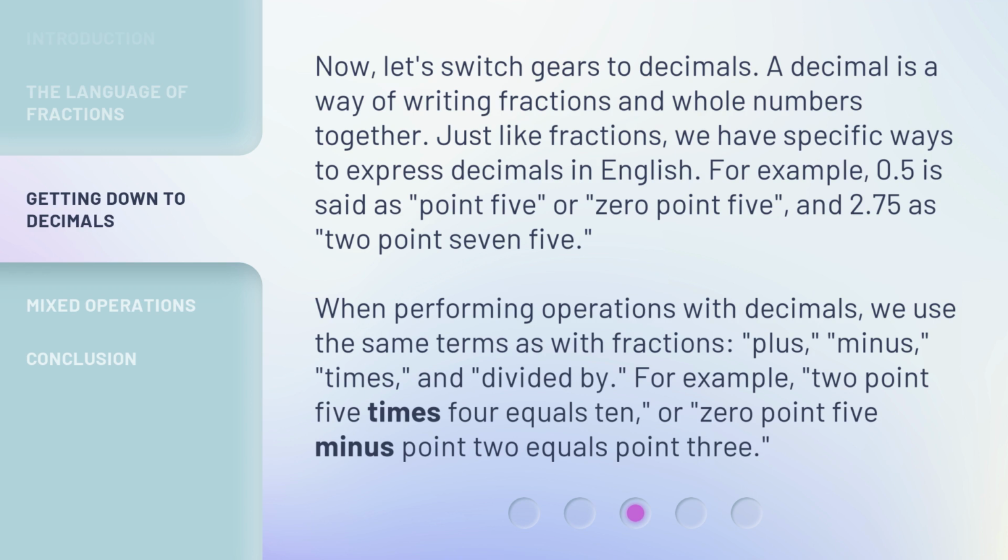When performing operations with decimals, we use the same terms as with fractions: plus, minus, times, and divided by. For example, 2.5 times 4 equals 10, or 0.5 minus 0.2 equals 0.3.